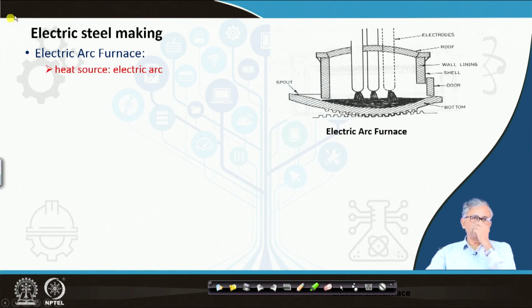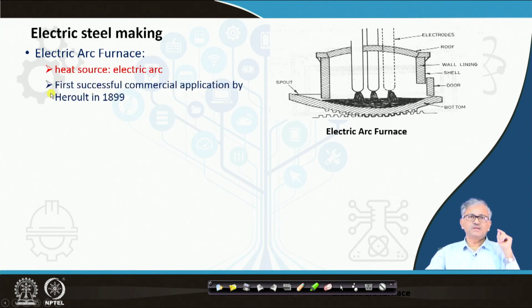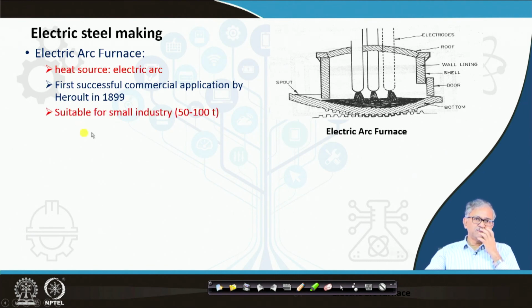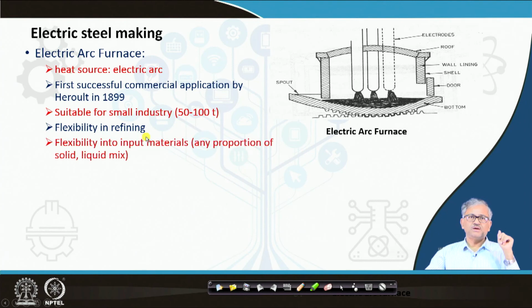There are two types of electric steel making. One is based on the electric arc, and the heat source is the electric arc, as you can understand. The first successful commercial application was by Heroult in 1899. It is suitable for small industry, 50 to 100 tons, and you can melt scrap and produce any kind of alloy steel, because it has a lot of flexibility in refining. I will talk about that flexibility in the input material also.